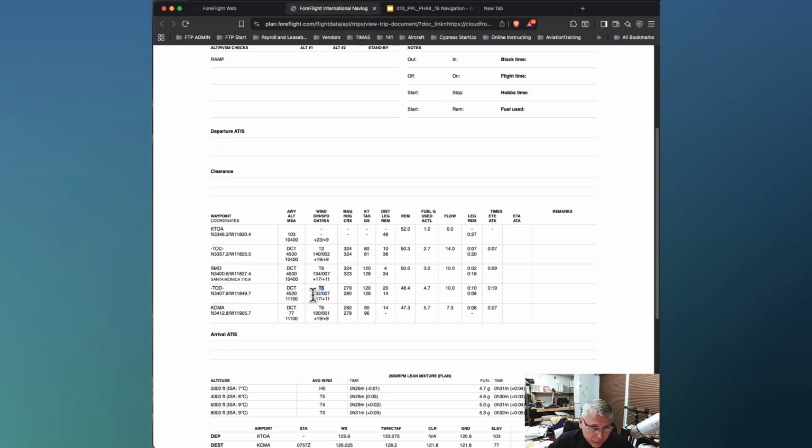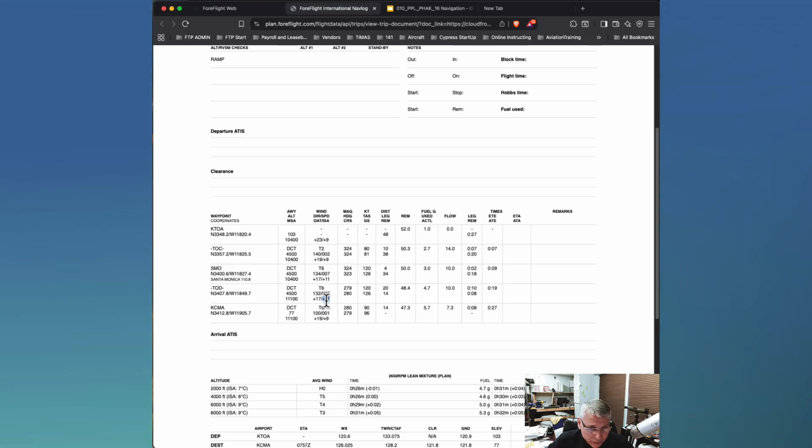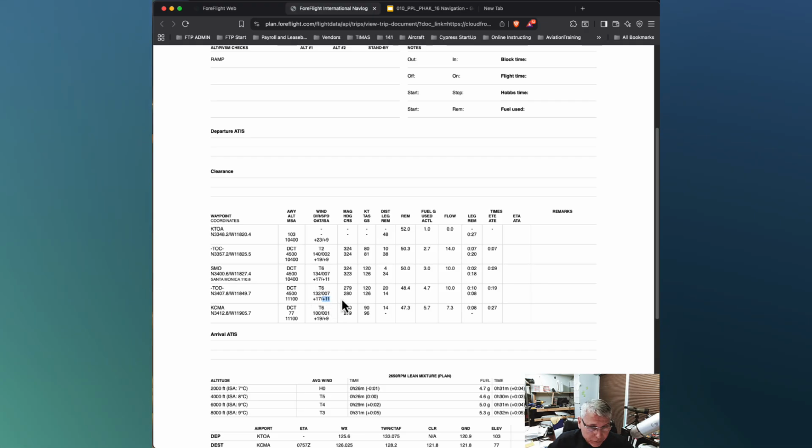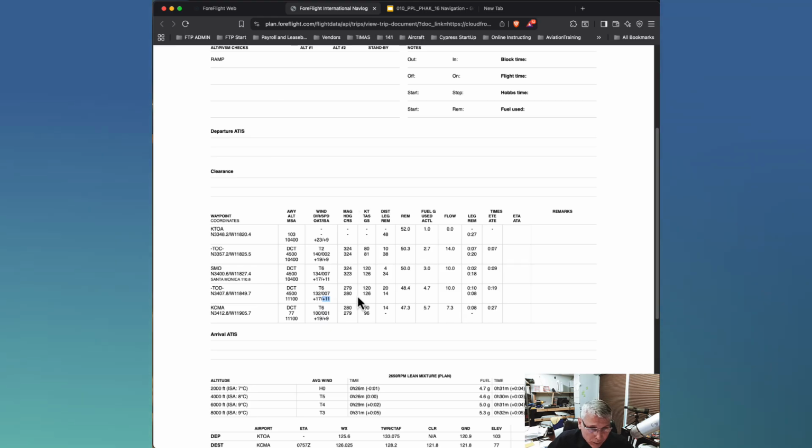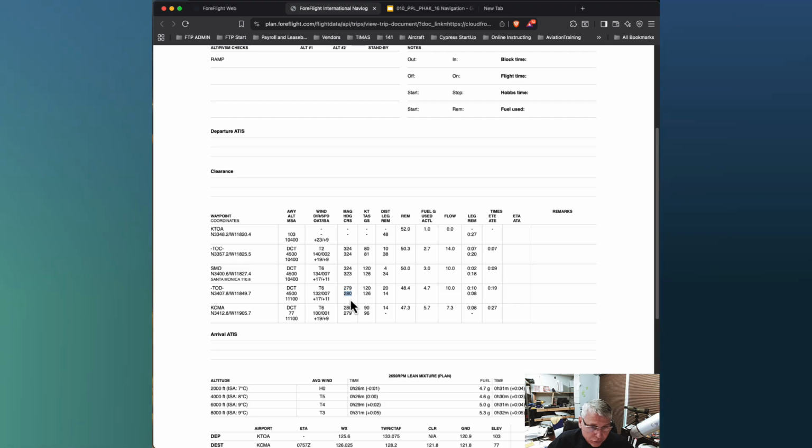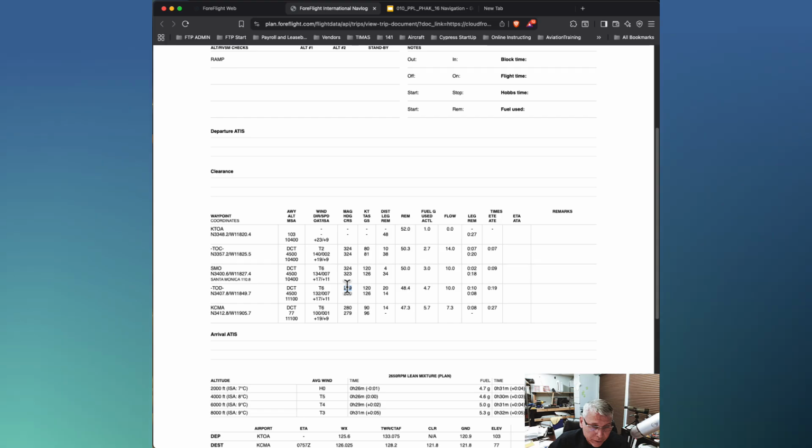We have a tailwind of 6 knots. We have winds 132 at 7, temperature 17, and then an ISA, which is the temperature in relation to standard temperature, of plus 11. So it's 11 degrees warmer at 4,500 feet than normal. Mag heading, course, and again 279 in this case, and then 280. So it's only a 1 degree differential. Magnetic heading has to do with wind correction angle and variation. So we apply both of those to get this number.